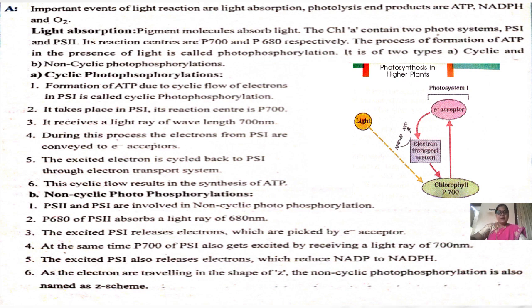Non-cyclic photophosphorylation takes place in photosystem 2 and photosystem 1. They are both involved in the non-cyclic photophosphorylation. In photosystem 2, the reaction center is P680, and it has a wavelength of 680 nanometers.